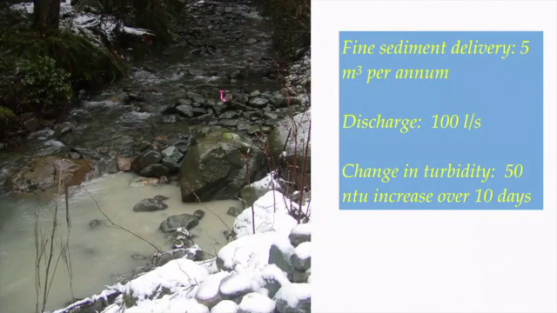The discharge of the stream at bank full capacity is 100 liters per second. We calculate that the turbidity would be increased by 50 NTU over the 10-day period. According to the fisheries limits, that would be rated as a moderate impairment to the fish stream.